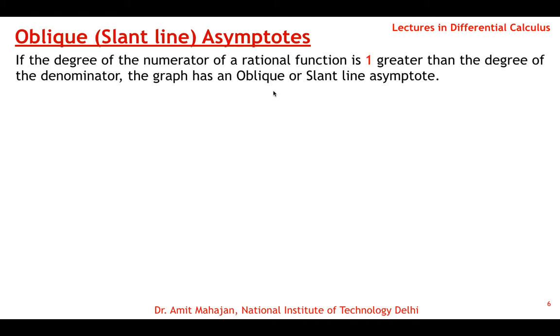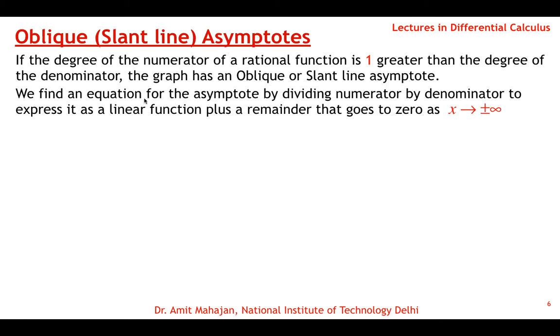So if you are given a rational function and the numerator degree is 1 greater than the denominator degree, then you are going to have a slant line asymptote. To calculate it, you rewrite the function by dividing the numerator by the denominator, to express it as a linear function plus a remainder. As x goes to plus infinity or minus infinity, the remainder goes to 0, and whatever linear part is left is your slant or oblique asymptote.